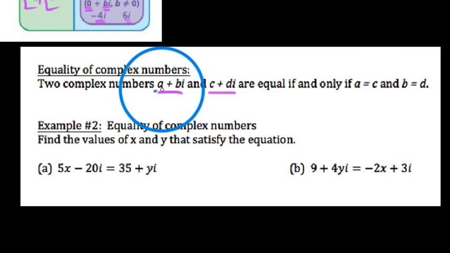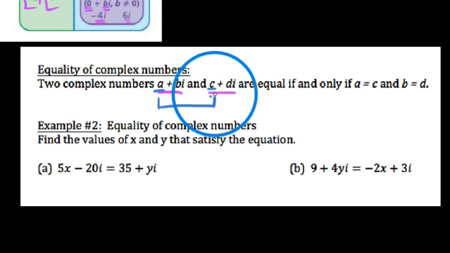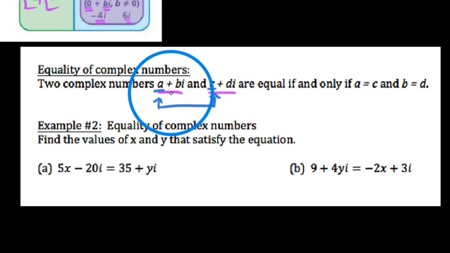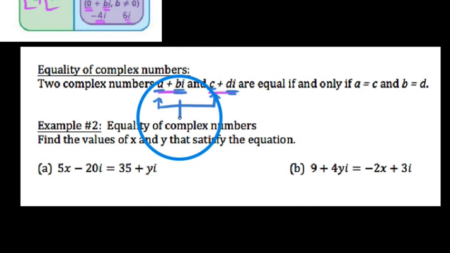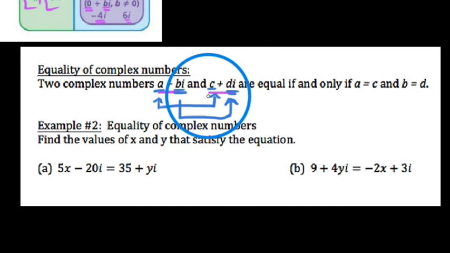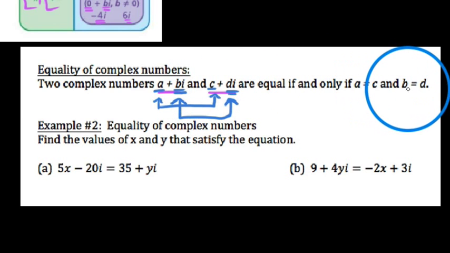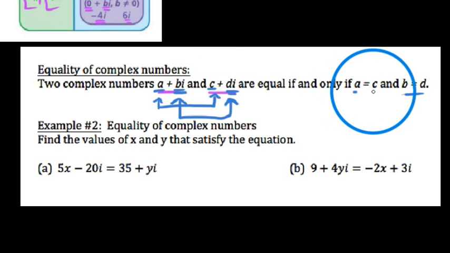And this is really a fancy way of saying, hey, a and c are the real parts. So if these two numbers are equal, then the real parts have to be equal. And likewise, b would have to be equal to d, because these could only be equal if they're the same number, and those are the imaginary parts. So b would be equal to d and a would be equal to c.